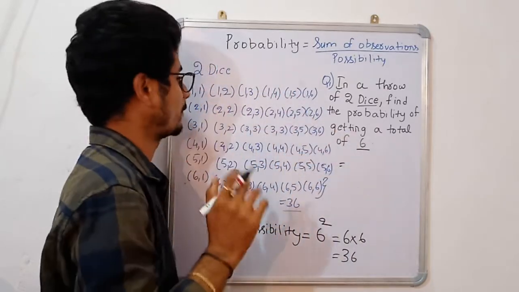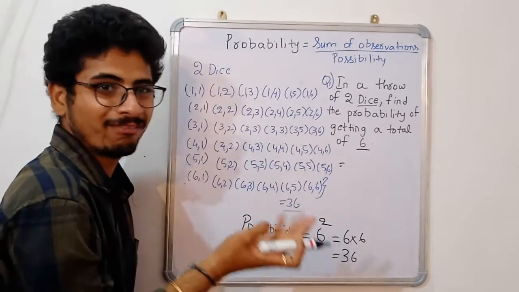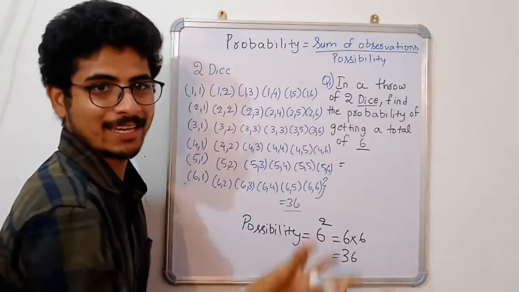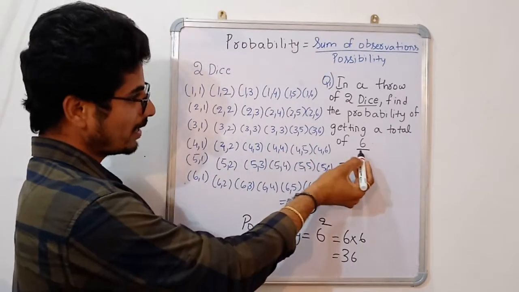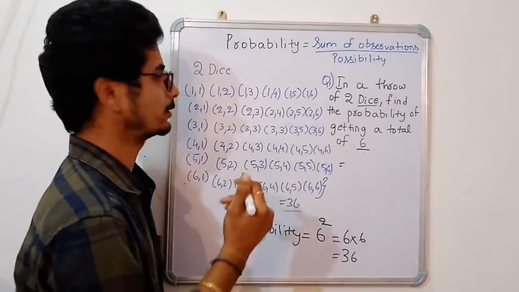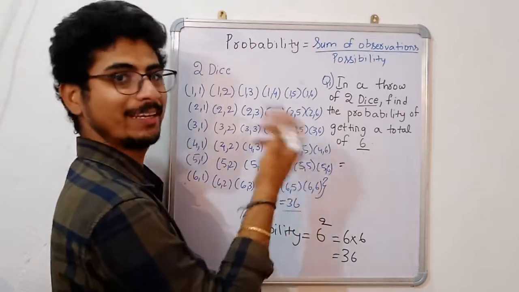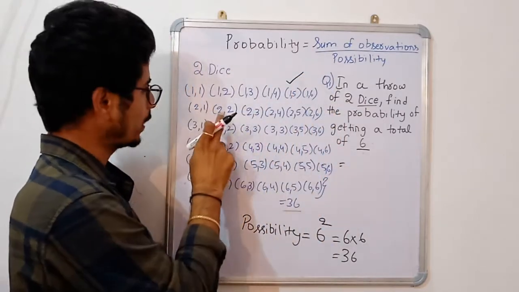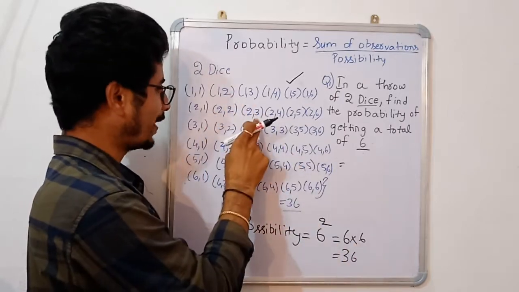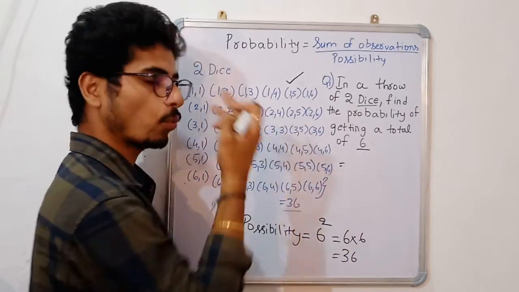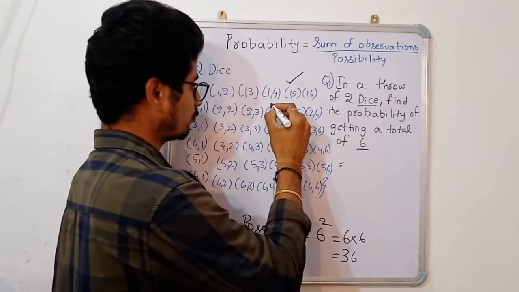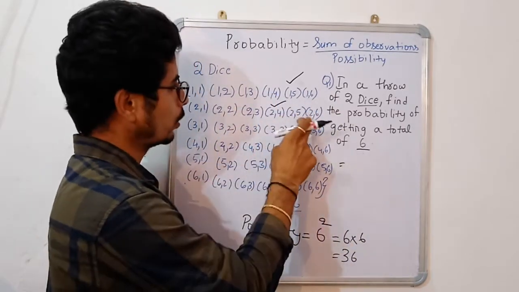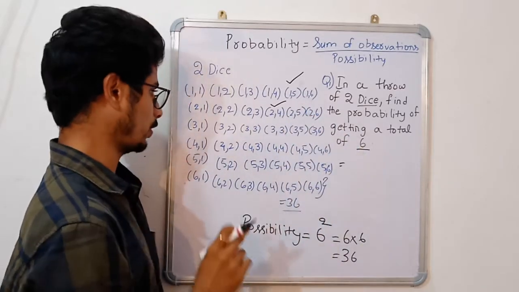Let's see. 1 and 1, the total will be 2. 1 plus 2, the sum will be 3. 1 plus 3, the sum will be 4. We need to have the total of 6. See, 1 plus 5 is 6. So this is one combination. Next, 2 1 is 3. 2 2 is 4. 2 plus 3 is 5. 2 plus 4 is 6, right? So this will be another one. Next, 2 plus 5 is 7. 2 plus 6 is 8. So these are not the combinations.